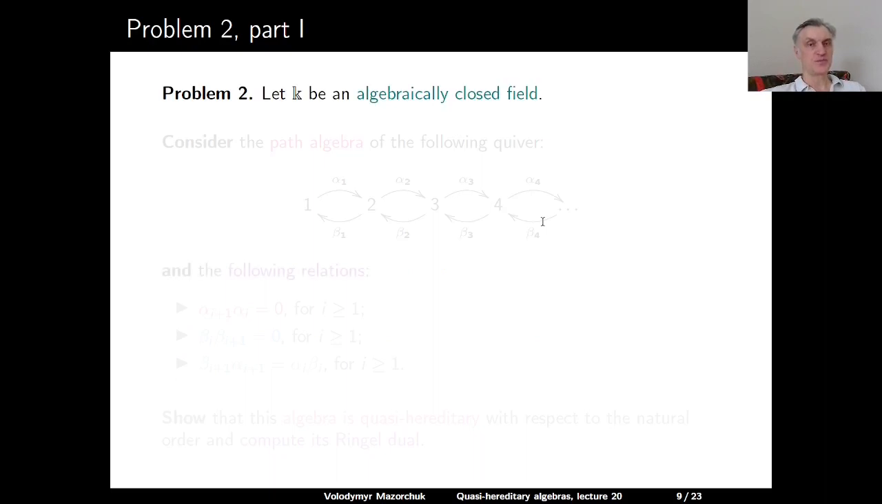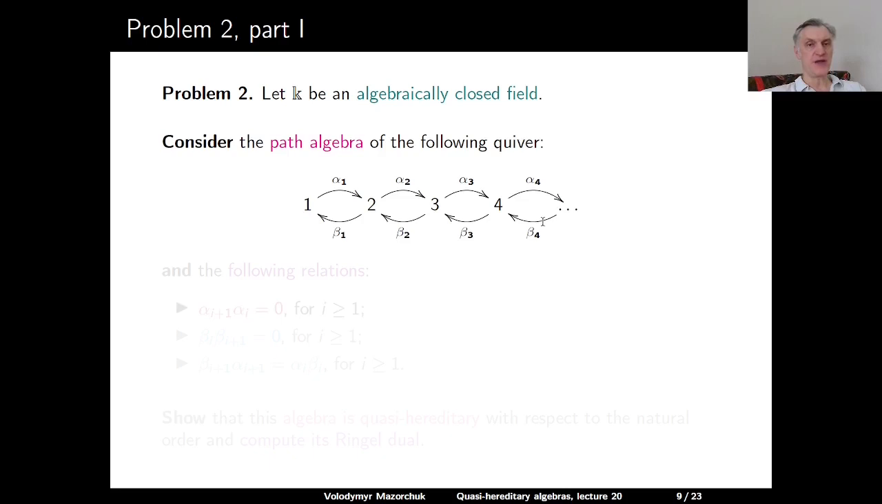Problem 2. Let K be an algebraically closed field. Consider the path algebra of the following quiver. We have vertices which are given by positive integers 1, 2, 3, 4, and so on. For each vertex i, we have an arrow α_i from i to i+1. And for each vertex i, we have an arrow β_i from i+1 to i.